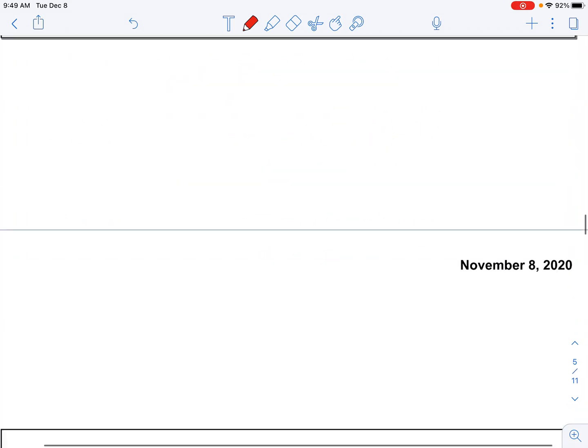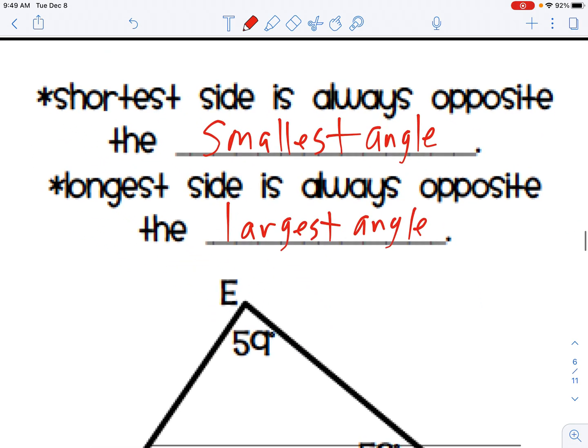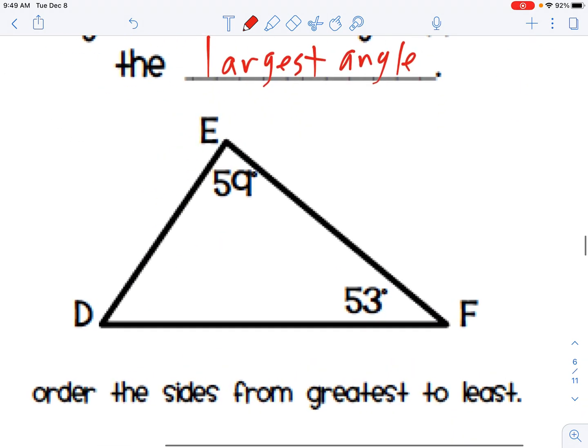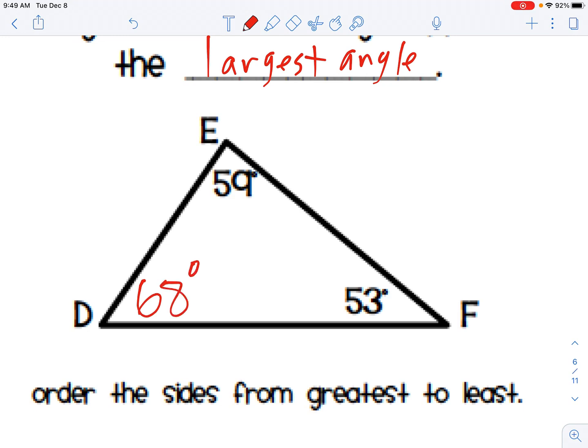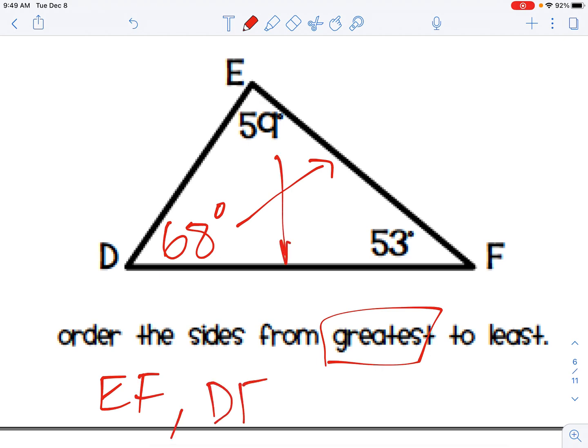All right. Conversely, the smallest side is across from the smallest angle. Shortest side, shortest angle. Longest side, longest angle. So same philosophy. Now with this, you might have to find the angle measures. I might have to subtract from 180 because I know the three angles add up to 180. I have to find that the missing angle is 68 degrees. So now greatest to least. Find the biggest, then the medium, then the smallest.